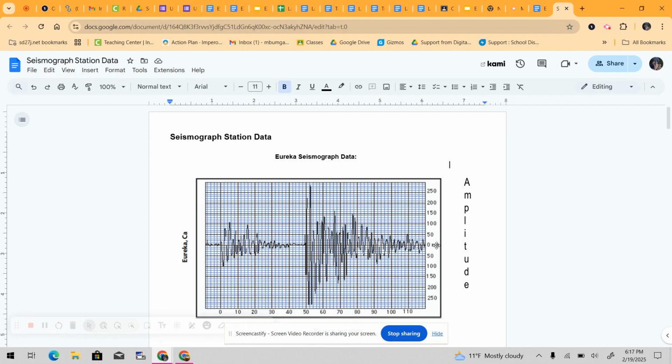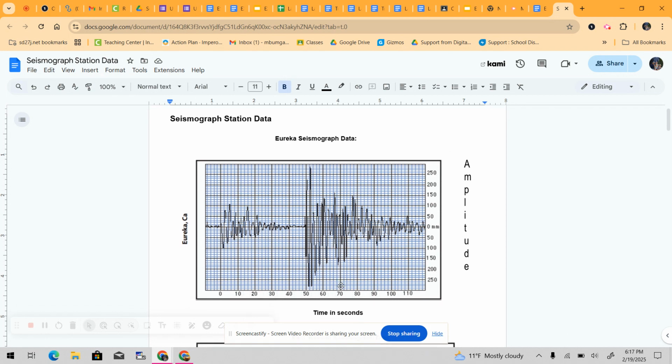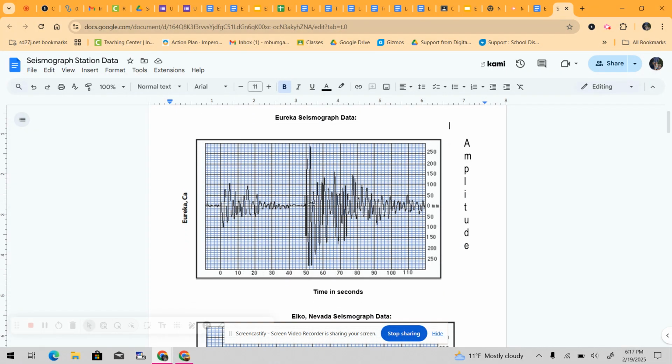Now you'll notice that the amplitude starts at 0 in the middle and goes upward in numbers on the top and on the bottom. These are equal both on the top and the bottom. So it doesn't really matter if you look at the top or the bottom, it'll give you the same number. So here for Eureka, we're going to measure the tallest point of our S wave because that's always going to be the biggest wave.